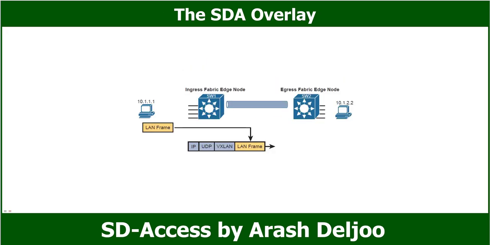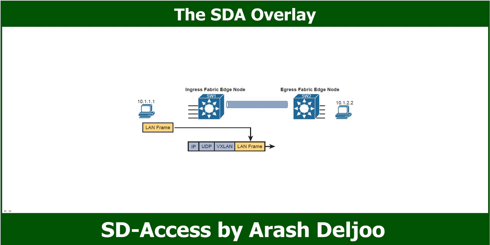Alright, now let me explain the SDA overlay. When you first think of the SDA overlay, think of this kind of sequence. First, an endpoint sends a frame that will be delivered across the SDA network. The first SDA node to receive the frame encapsulates the frame in a new message using a tunneling specification called VXLAN and forwards the frame into the fabric.